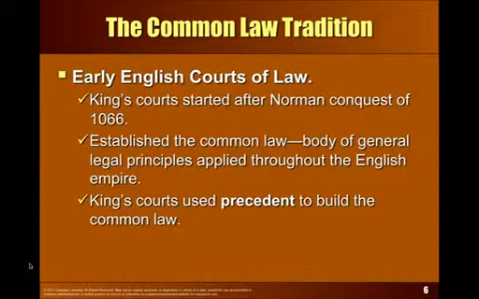So how many sources of American law have I talked about so far? Four. What are they? Statutory, administrative, constitutional, and now common law. Good.